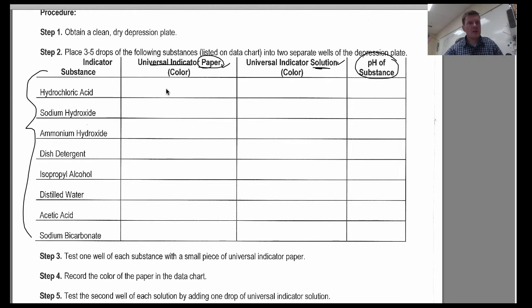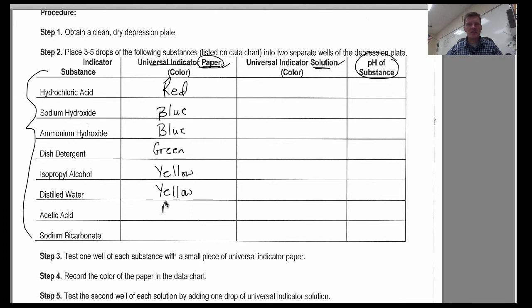Okay, so let's write down what happened. With the universal indicator paper, let's write down the colors that we saw with each of these. This was red, this was blue, this was also blue, and this was kind of a green here. This was yellow, and the distilled water was kind of a yellow as well, maybe a little more greenish.